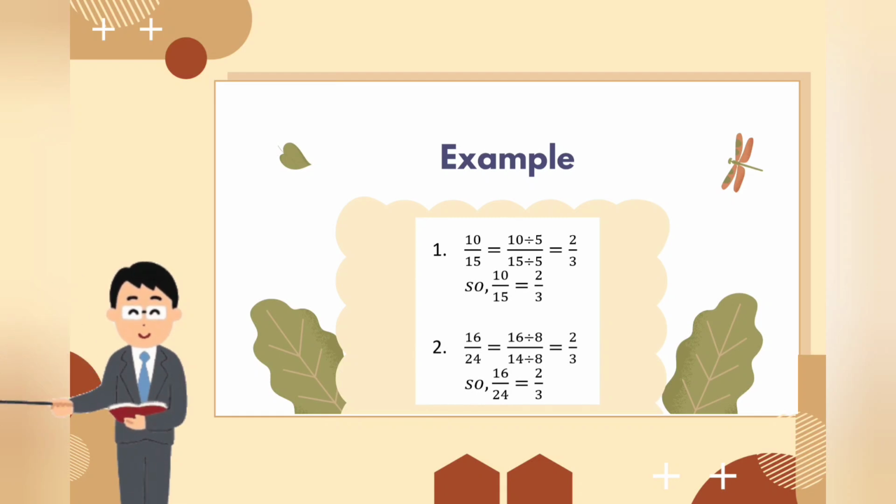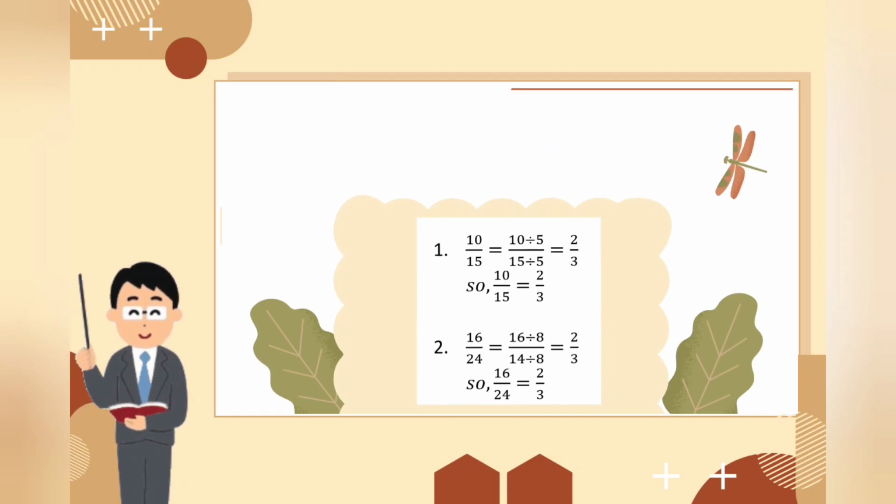Number 2, 16 over 24 equals 16 divided by 8 over 24 divided by 8, equals 2 divided by 3. So 16 divided by 24 equals 2 divided by 3.